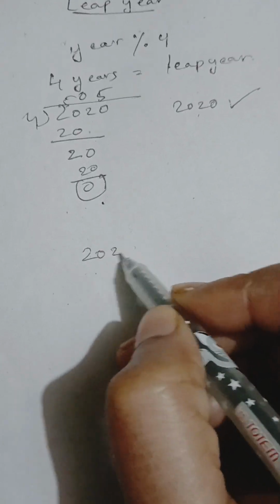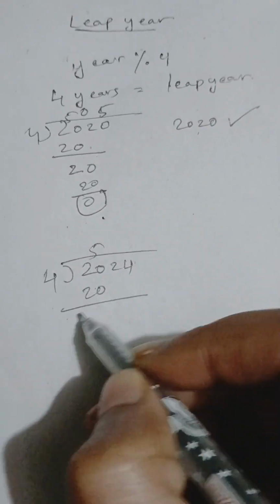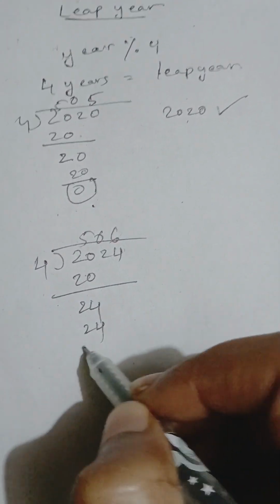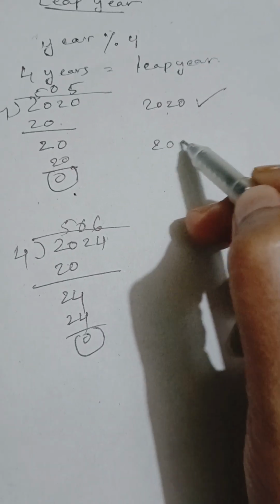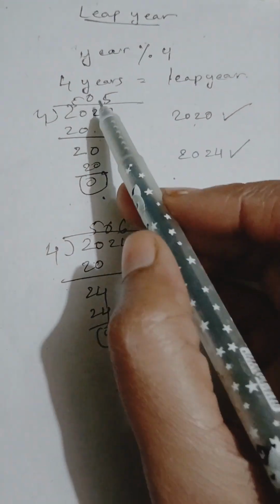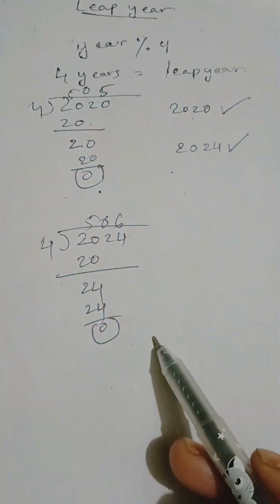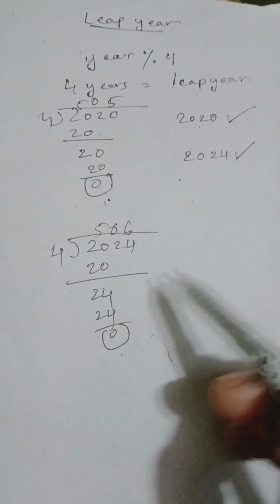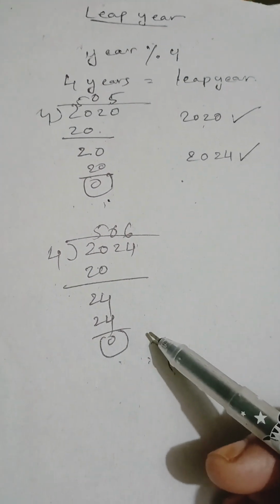And 2024, let us take 2024. 4 5s are 20, 4 6s are 24. So 2024 is also a leap year because once in 4 years we will get a leap year. Every year which is divisible by 4 should give remainder 0, because once in 4 years we will get a leap year. So that is the logic in Python.